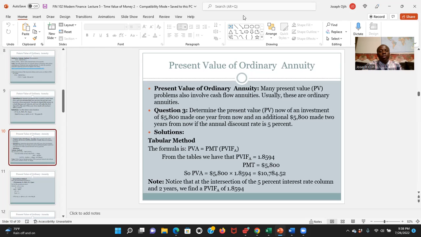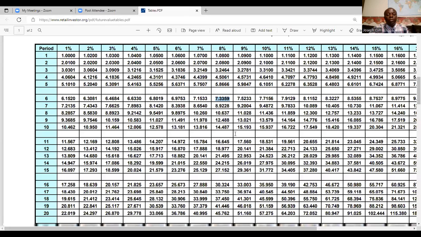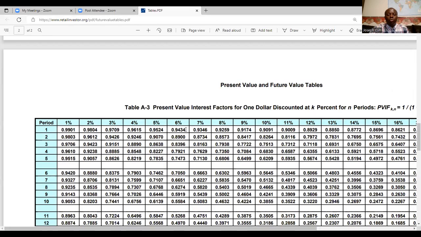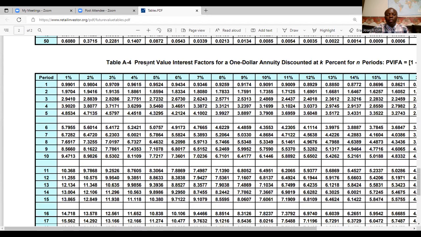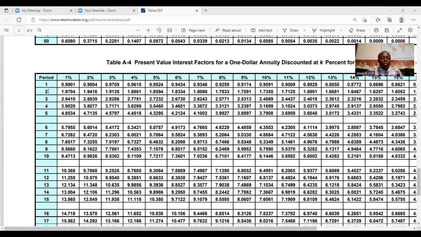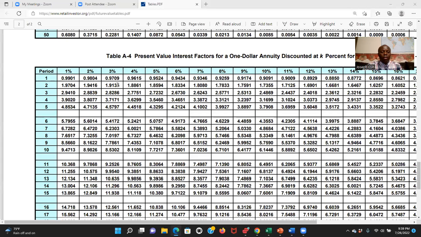Now let's go and I'll take you there. Table. Now let us look for present value of annuity. This one is not for annuity. Remember, you have to use the one that is for annuity, like this one. Present value interest factor for $1 annuity. Okay, for 2 years under 5%. Just making sure that you see this. For 2 years, you go under 5%. 1.8594.